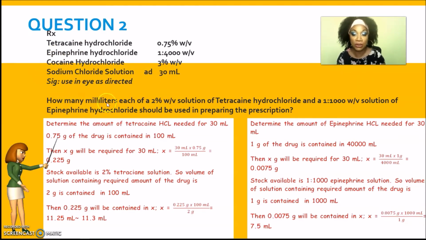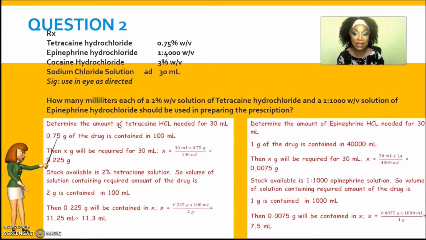And you are required to find how many milliliters each of a 2% weight in volume solution of tetracaine hydrochloride and a 1 in 1,000 weight in volume solution of epinephrine hydrochloride should be used in preparing the prescription. So let's look at determining the amount of tetracaine hydrochloride we will need.